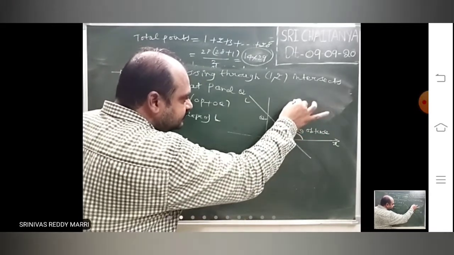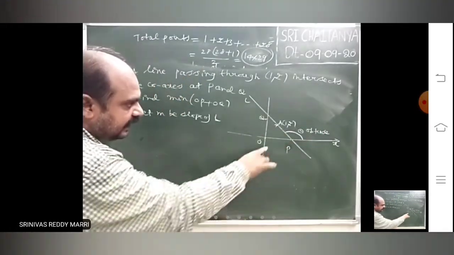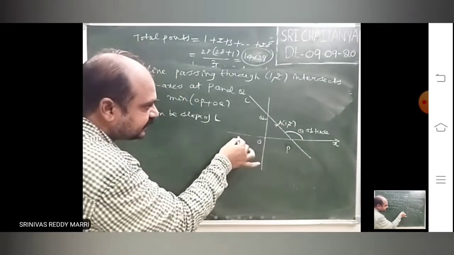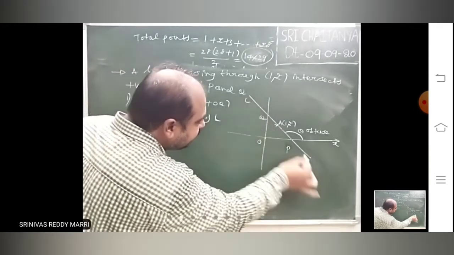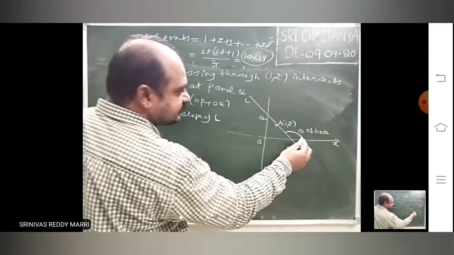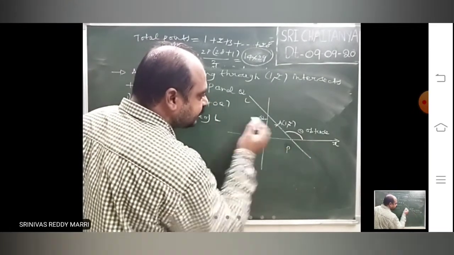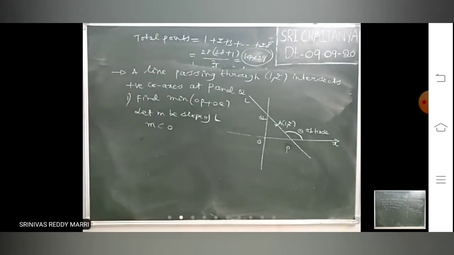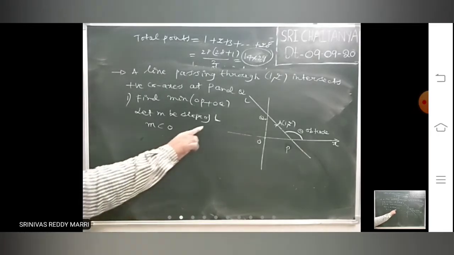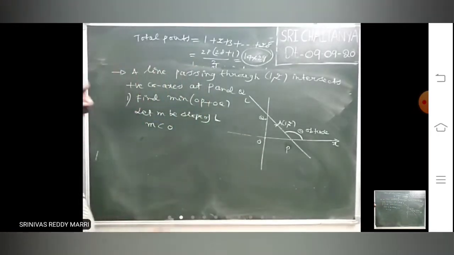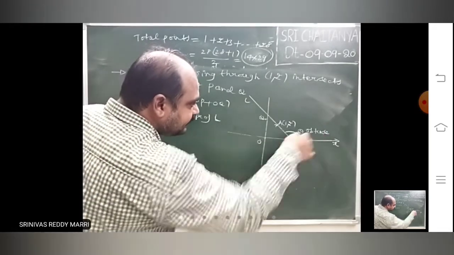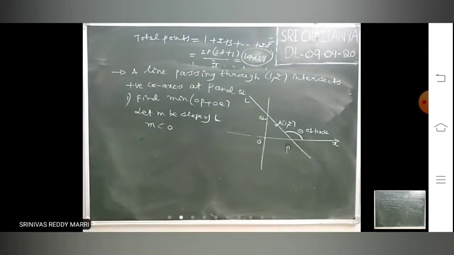Look at it, if you draw like this, it will intersect this and this. If you draw like this, it will again intersect this and this. If it has to intersect the positive coordinate axes, definitely it will make an obtuse angle. Theta is obtuse, and m is tan theta. In the second quadrant tan theta is negative, so the slope will be negative.